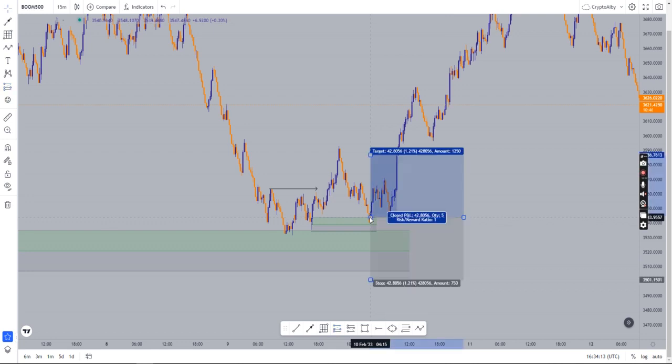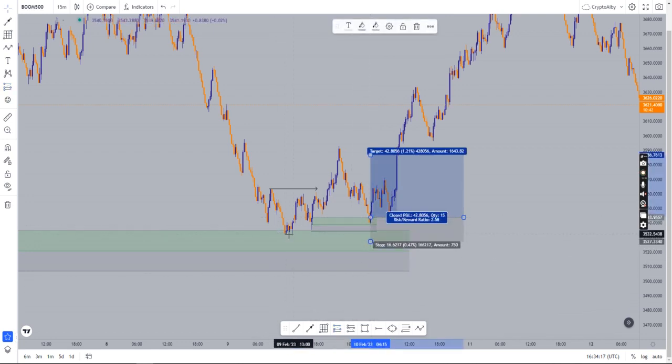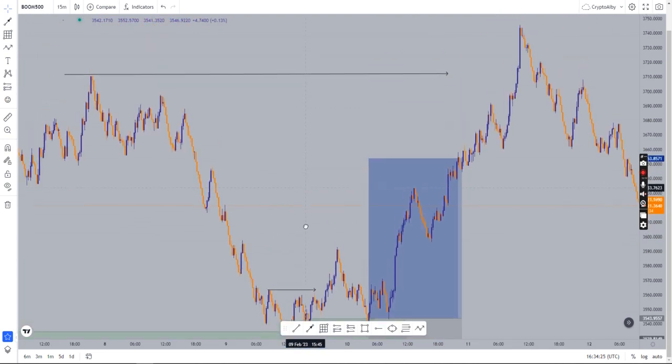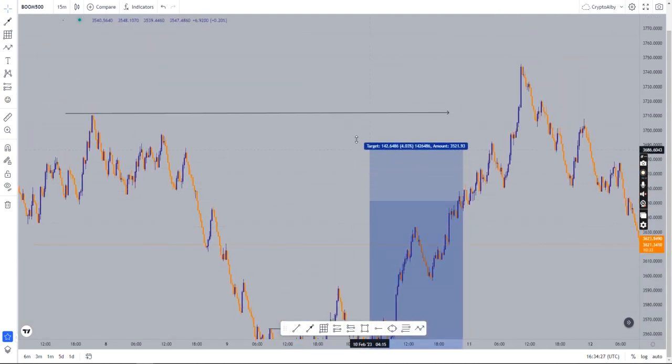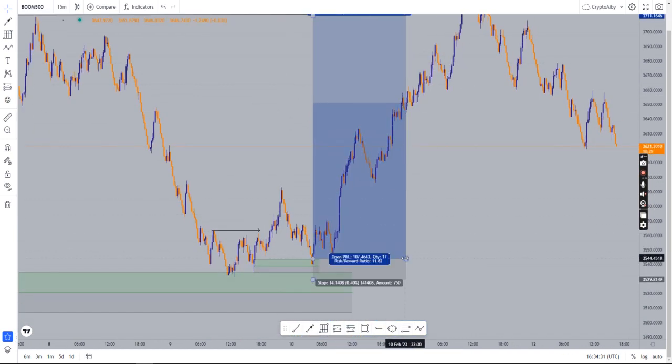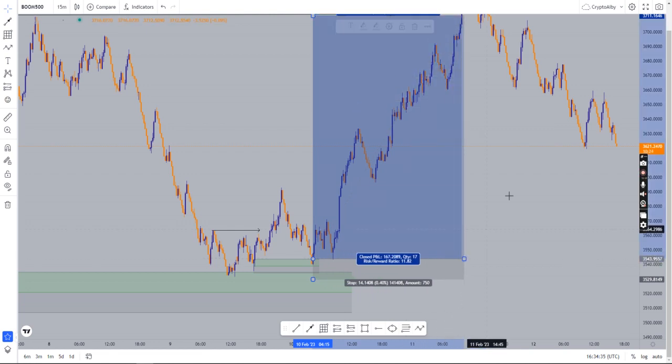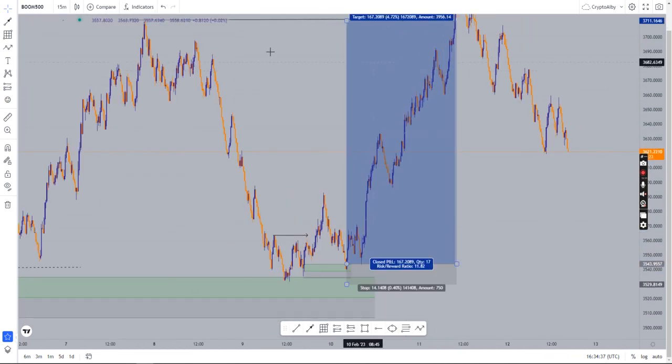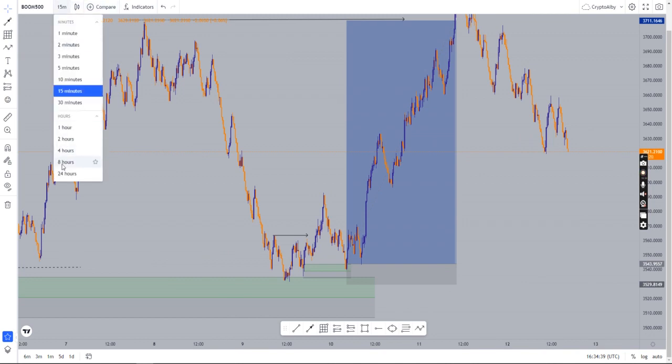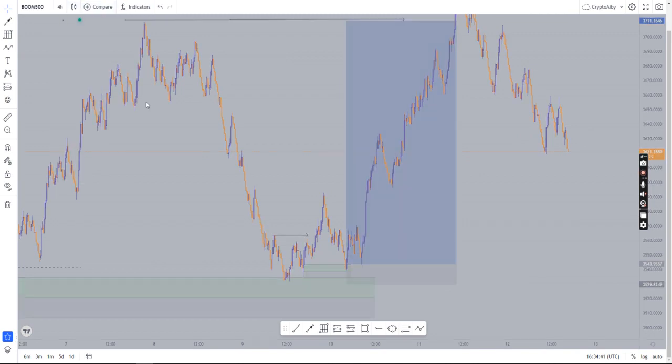Our entry would have been here, and then our stop loss would have been below. I would like to keep my stop loss below this low because sometimes price might want to go down. So I'll keep my stop loss below here, and then I'll target the 4 hours high, which was here, and that would have given us an 11.82 reward trade. Very nice trade.